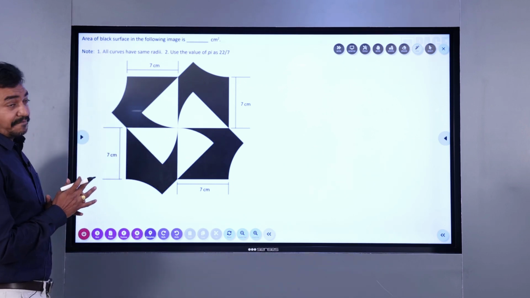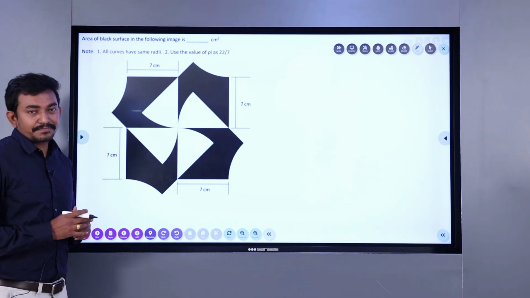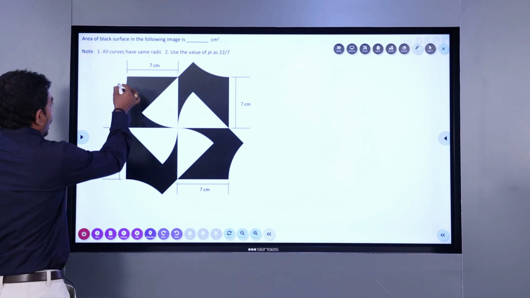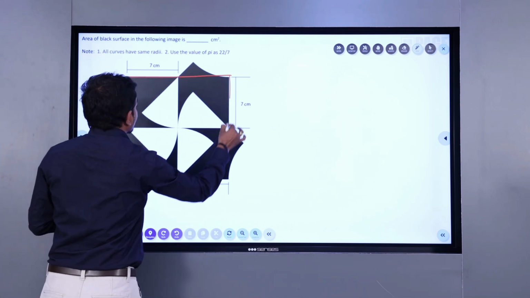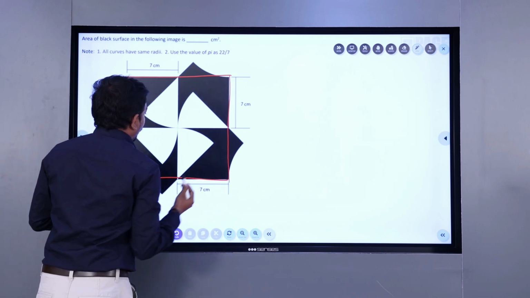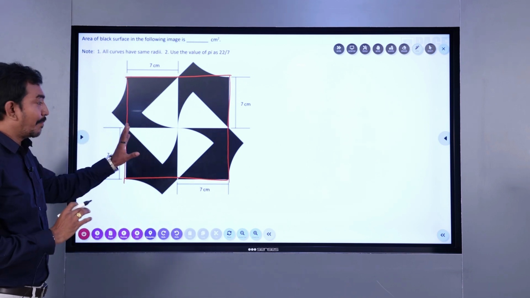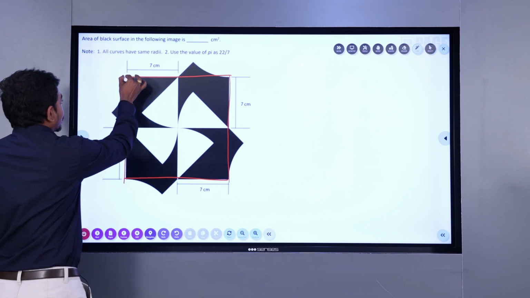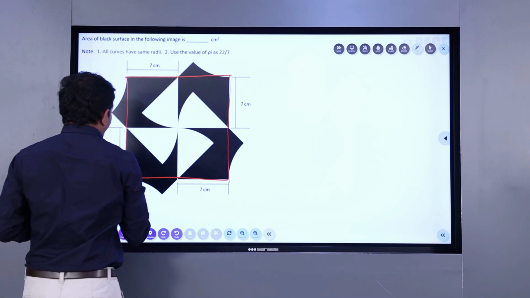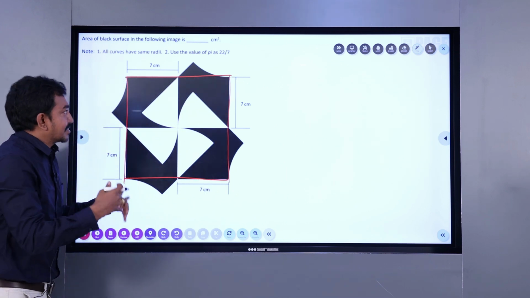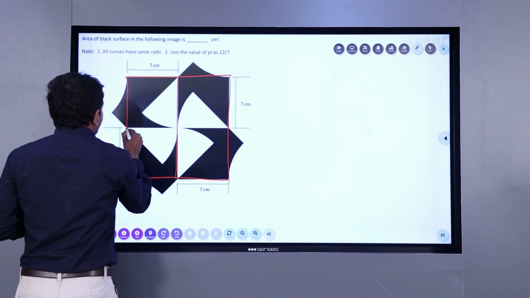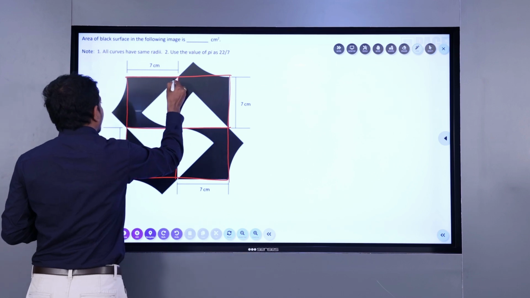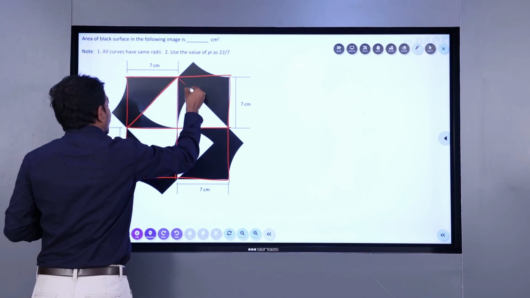The area of the black surface in the following image is what? If you look into it, we have some undefined shapes, or we can call them small curves. How do you handle such questions is what this question is about. If you join these four corners that forms a square. Let us try to give some more details to the curvatures. If you draw these lines, we can perfectly observe that. Let me draw the lines before we do it.